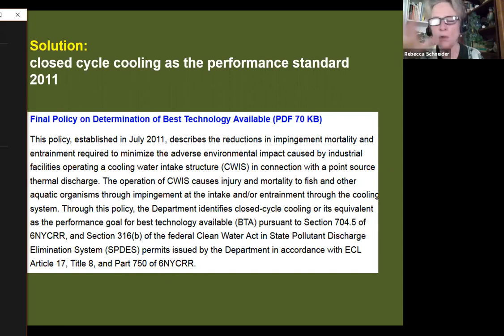It's now considered the performance standard as of 2011. It reduces all entrainment of the organisms. It's considered the performance goal for best technology available. And so in some cases it's being required, not all cases, but we have another option that then reduces the impact on our fish and wild populations and young creatures of the streams.